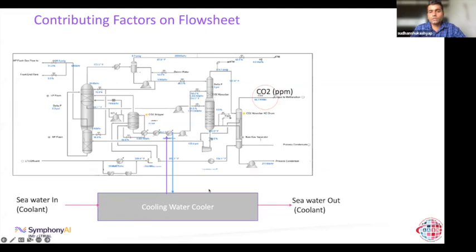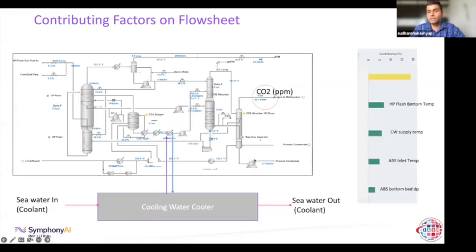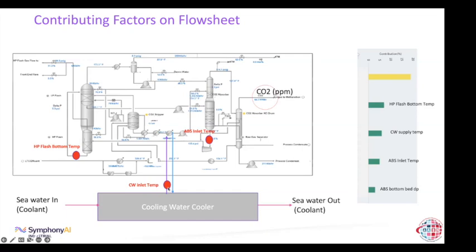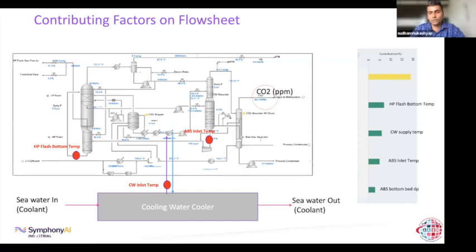So let's look next at our contributing factors which we were looking into. These are the HP flash bottom temperature, and that is here, you can see the measurement here, and then the absorber inlet temperature, which is just measured below the absorber, and then we had this cooling water inlet temperature, which is measured very much upstream of the whole process. This is just to understand where these measurements are on the flow sheet, to understand why we are able to detect the anomalies upfront.